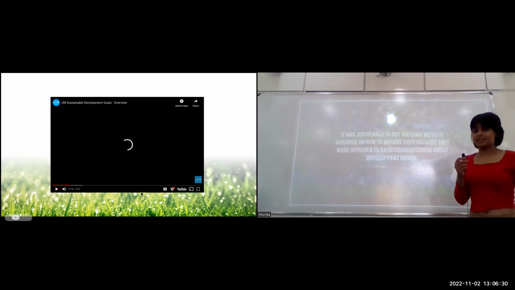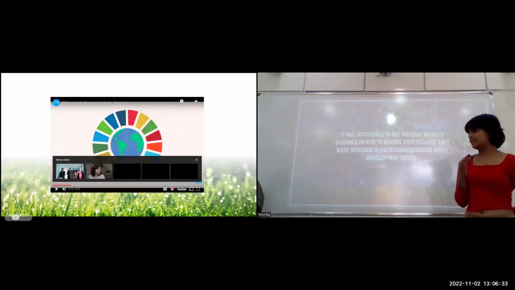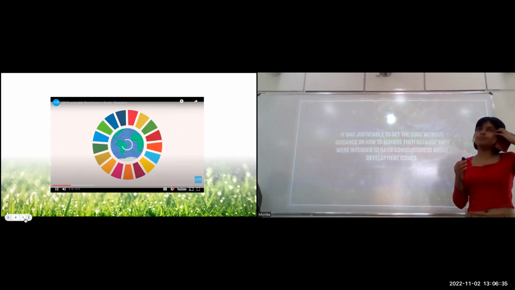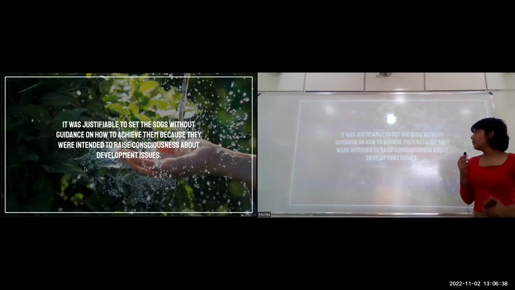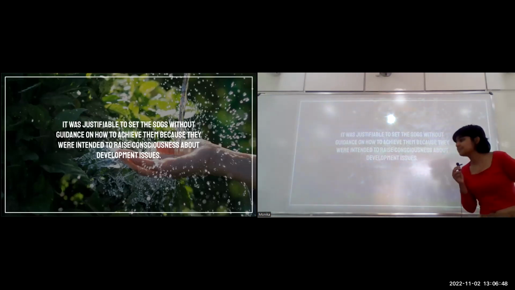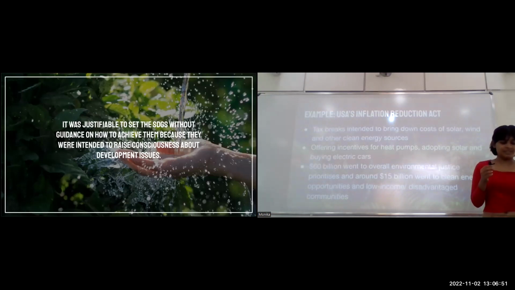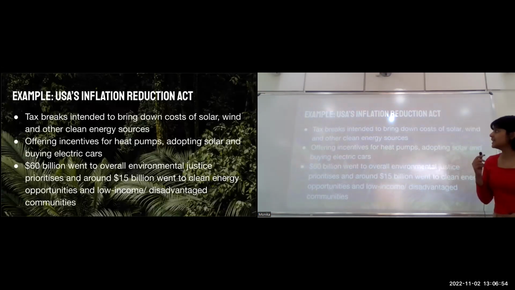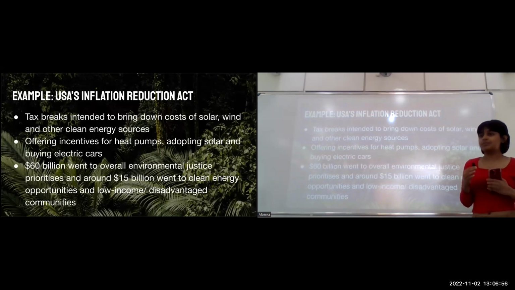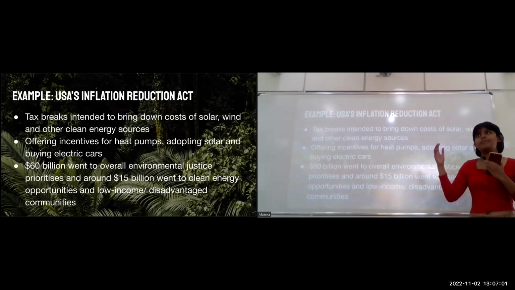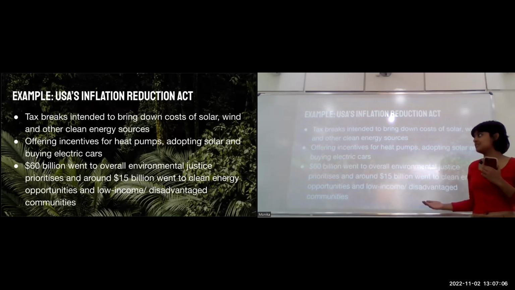Shakti had already mentioned the pros of the SDGs, but put in a more structured form, it was justifiable to set the SDGs without guidance on how to achieve them, because they were intended to raise consciousness about development issues. An example of this is the USA's Inflation Reduction Act, which was established this year, as pressure from the climate action movement and for climate justice grew.